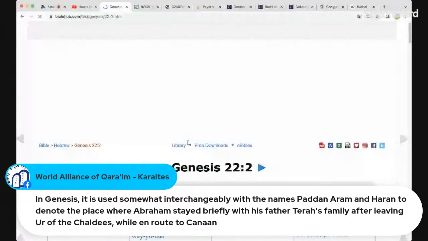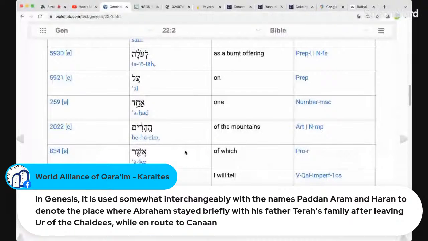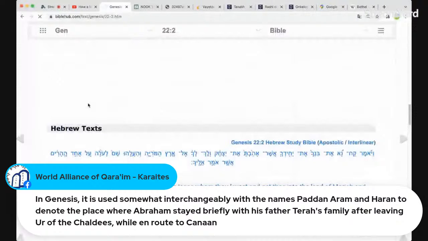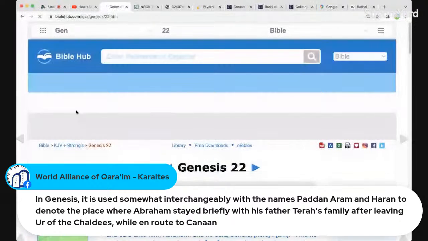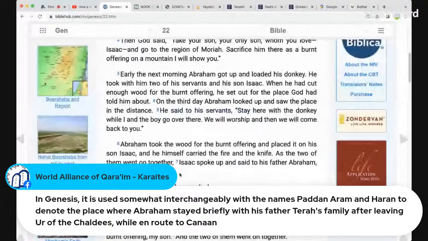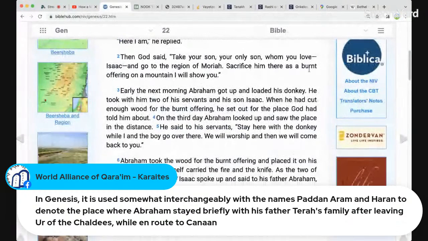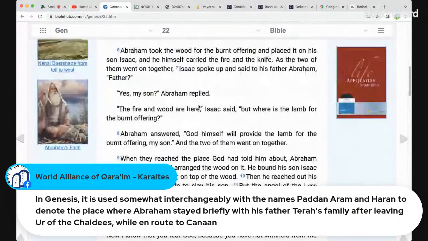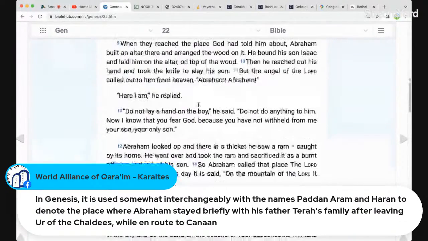But it does say, one second here, just to skim through it quickly. "Sacrifice him as a burnt offering on a mountain I will show you." So the region of Moriah, early the next morning, Abraham took the wood, his son, and built an altar. Okay, so there are kind of hints there.